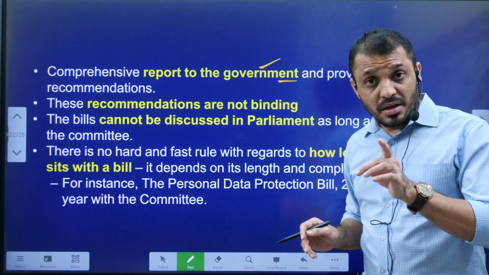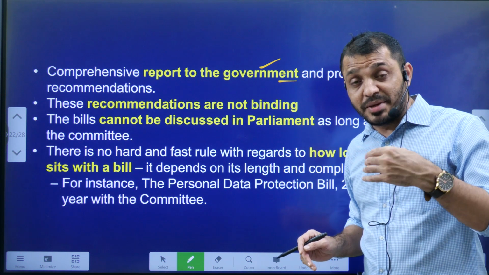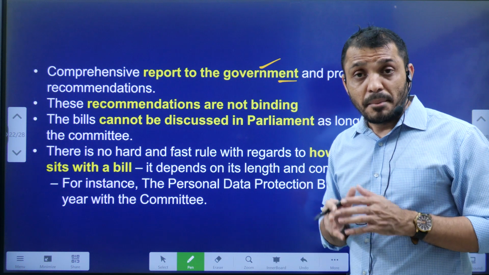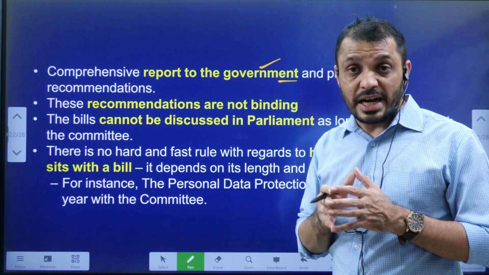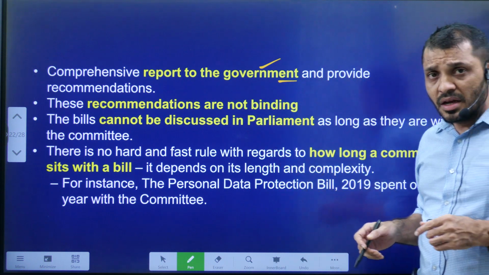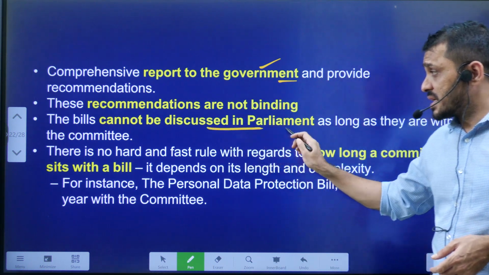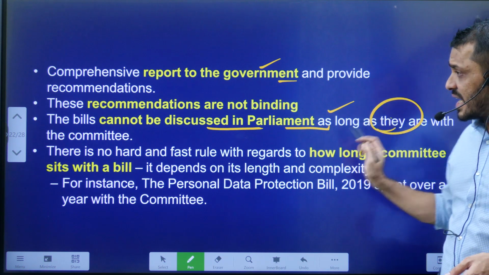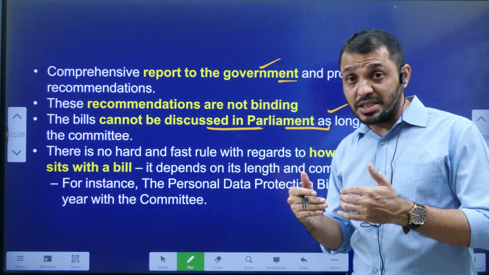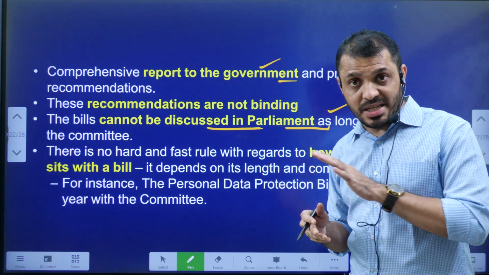So remember here, whatever recommendations the parliamentary committees give to the government are not binding in nature. The parliamentary committees' suggestions are only advisory in nature. And of course, the bills cannot be discussed in Parliament as long as they are with the committees. If they are within the committees, in Parliament you can't discuss the bill.